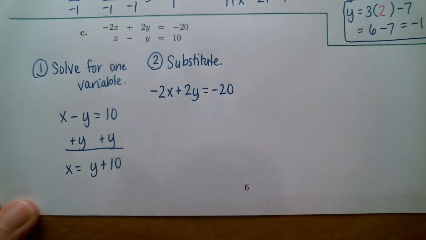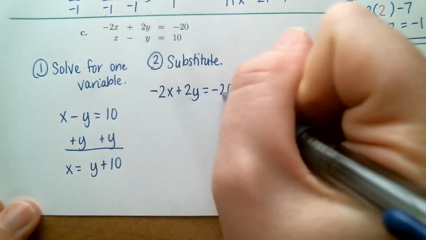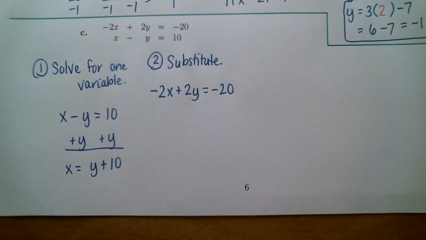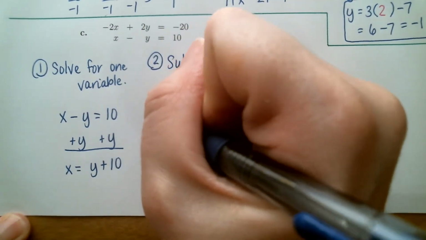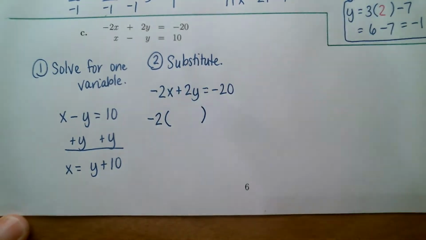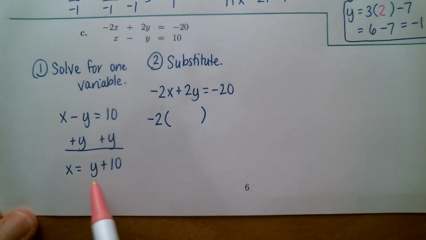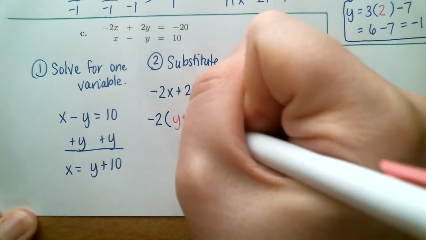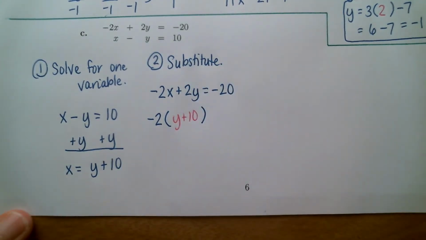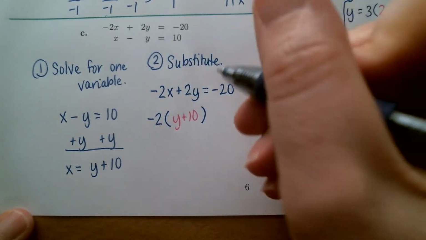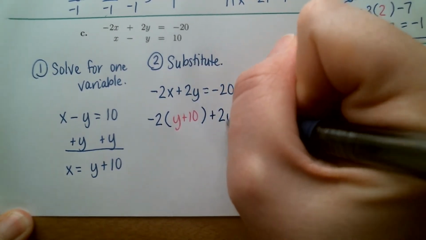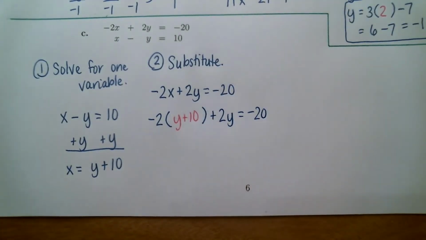So now I'm going to go to this equation and use the fact that x is the same thing as y plus 10. Everywhere I see an x, I'm going to put y plus 10. So we're going to have negative 2 times, and you have to use parentheses because y plus 10 is a package deal. X is the same thing as y plus 10, and then continue on with the equation. So we're going to have plus 2y is equal to negative 20. That leaves you with an equation with just a y, so you're going to be able to solve for y.